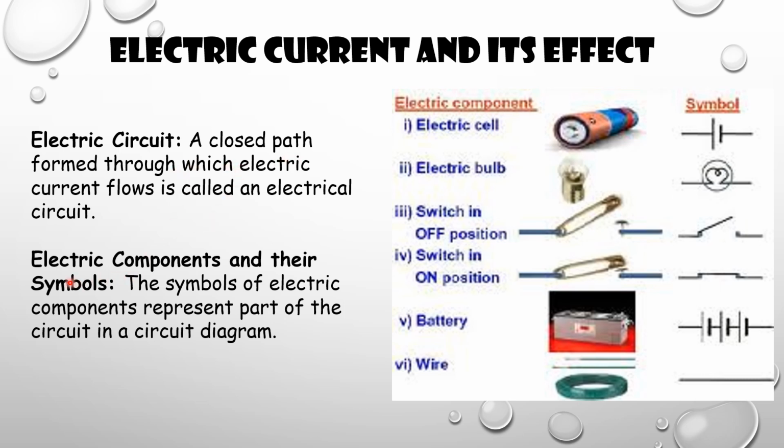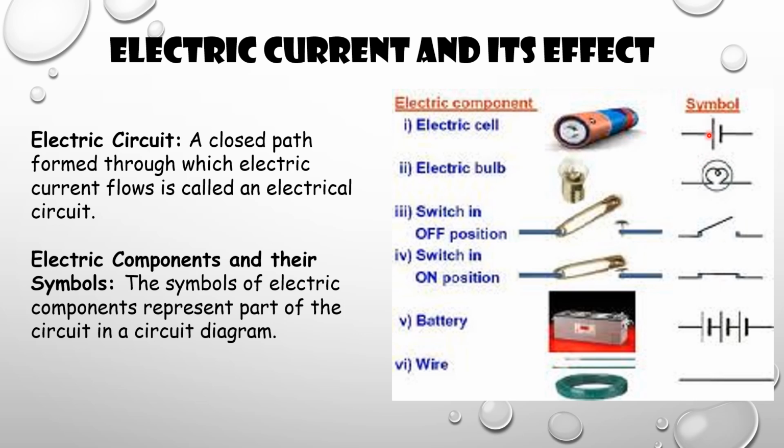Okay. Electric components and their symbols. The symbols of electric components represent parts of the circuit in a circuit diagram. So in an electric circuit we use many electric components like a battery or cell, bulb, switch, wire, everything. So we represent those electrical components using some symbols. Okay, so here we can see the symbols. First one, electric cell. Okay, it is represented like this.